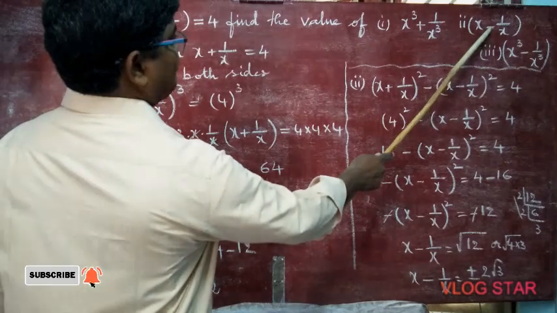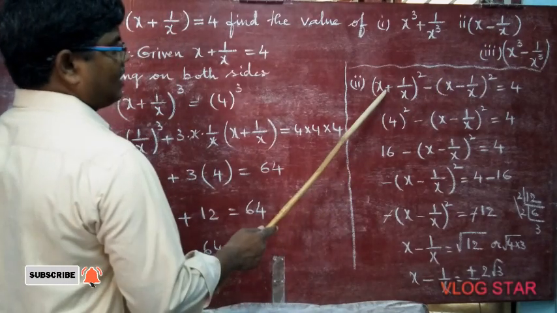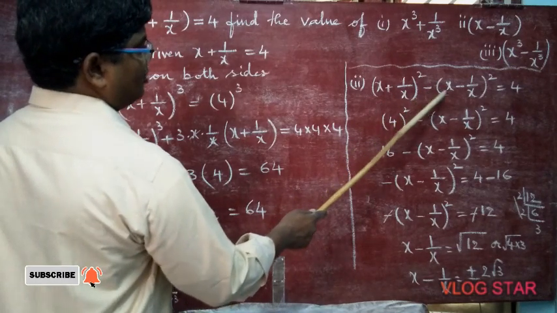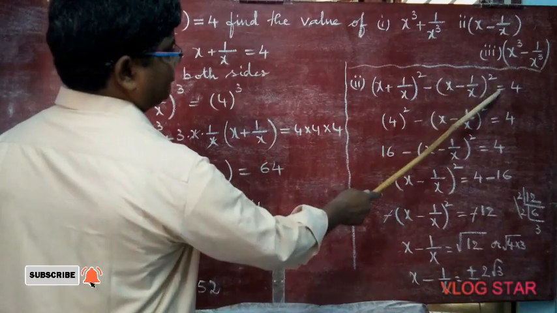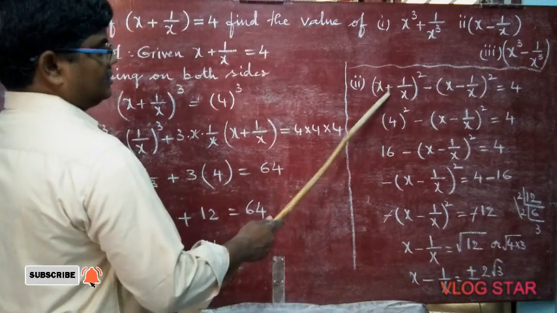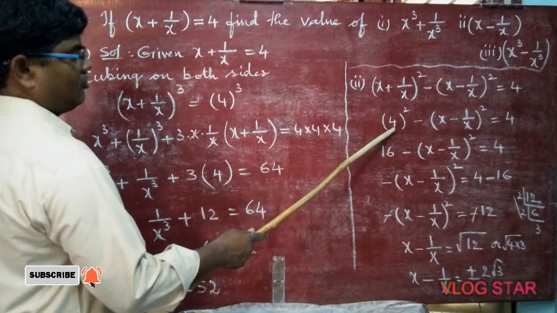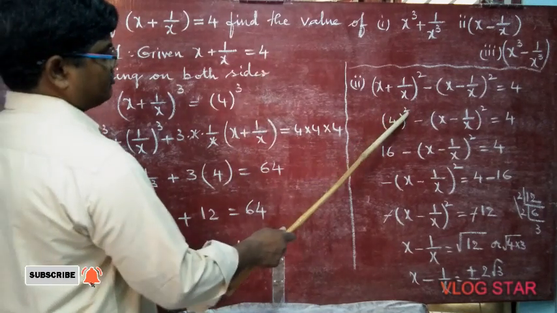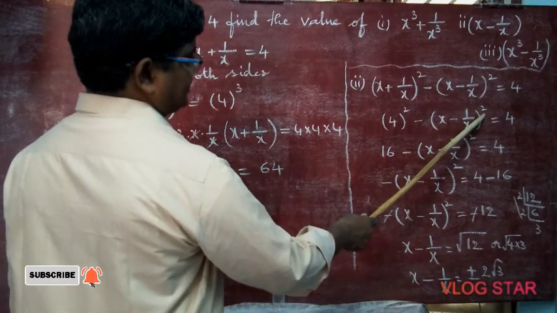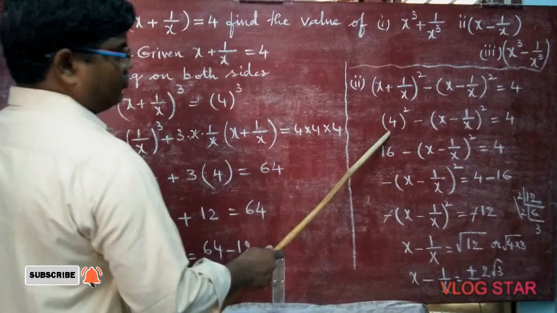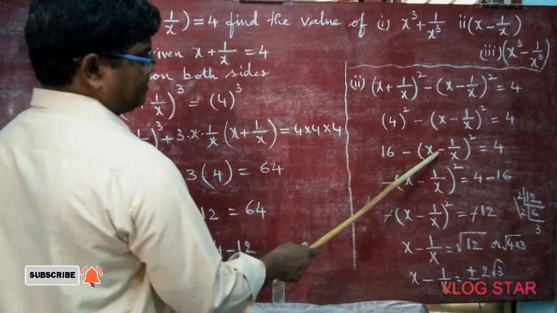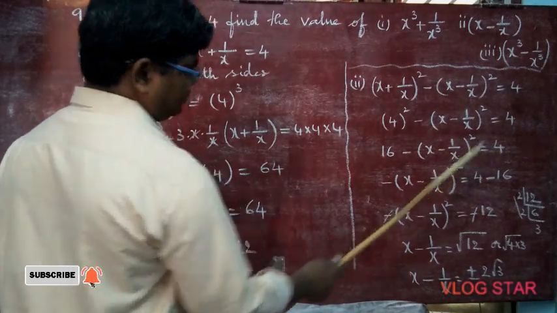They told us to find x minus 1/x. We know the formula: (x + 1/x) whole square minus (x minus 1/x) whole square is equal to 4. This is the formula. Now substitute x + 1/x, which is 4, given in the problem. So 4 square minus, we don't know this value, (x minus 1/x) whole square, as it is, is equal to 4. 4 square means 4 fours are 16. 16 minus (x minus 1/x) whole square is equal to 4.